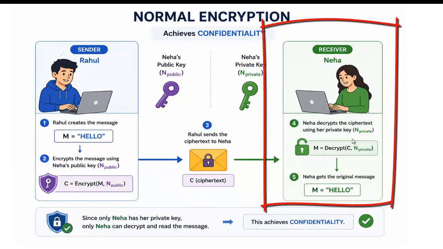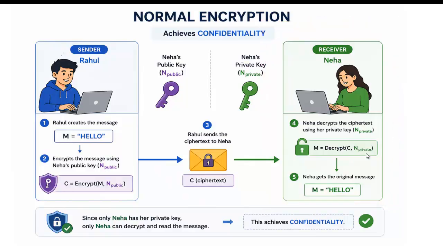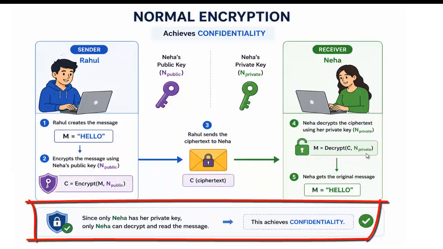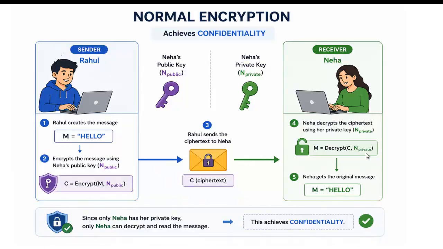At Neha's side, means at the receiver side, Neha uses her private key to decrypt the message that you can see here. Decrypt(C, N private). C is the ciphertext or encrypted message, and N private is Neha's private key. Since only Neha has her private key, only Neha can decrypt and read the message. This is normal encryption. So this achieves confidentiality, because only Neha has the private key required to decrypt and read the original message.